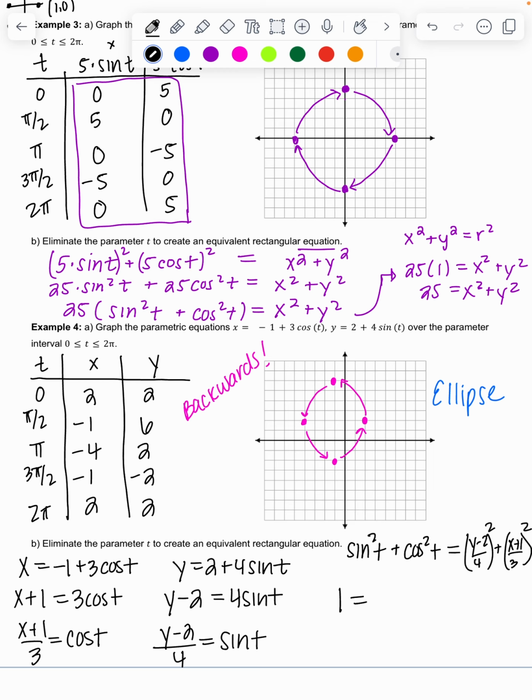So 1 equals, if I wanted to simplify this a little bit, y minus 2 squared over 16, since I square the denominator, plus x plus 1 squared over 9, because I'm squaring both of those.